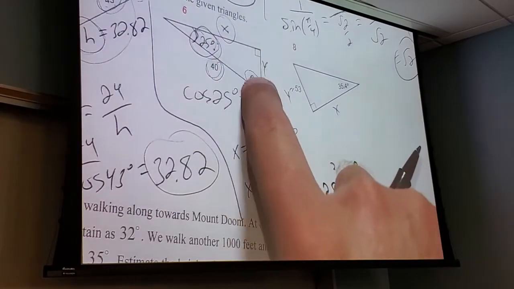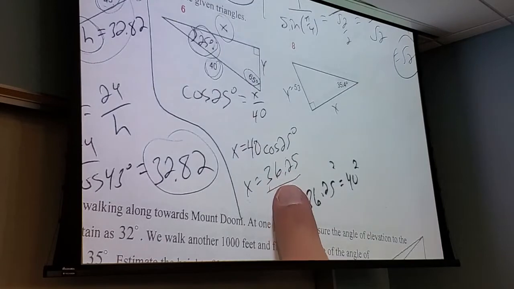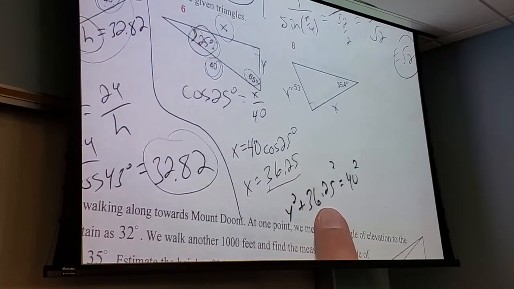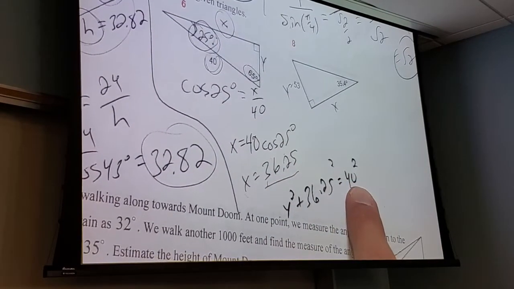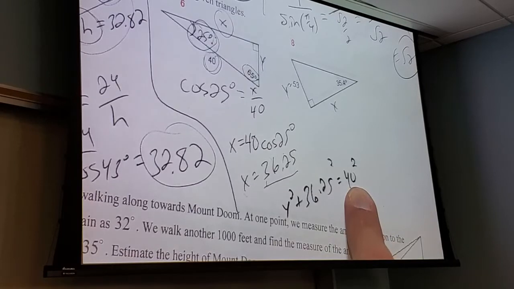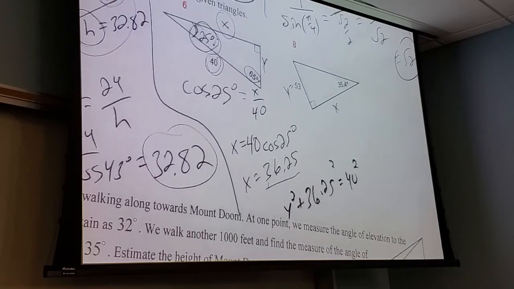So I don't know y. I know x is this, roughly, and I know the hypotenuse is 40. Why does it make sense that y will be much shorter than x? Not just because I drew it that way, but why does it make sense that y is shorter than x? Look at the angles. Which one opens more?